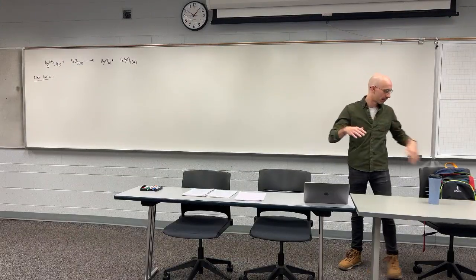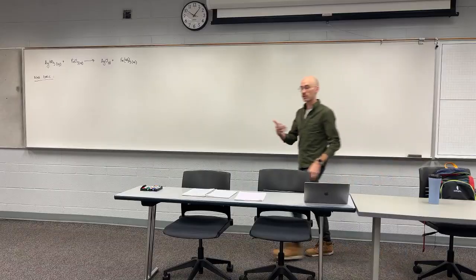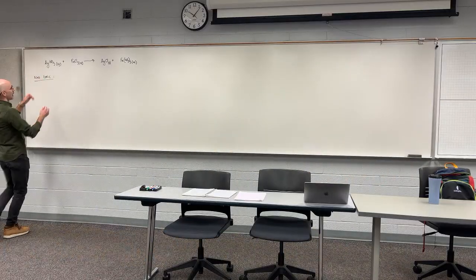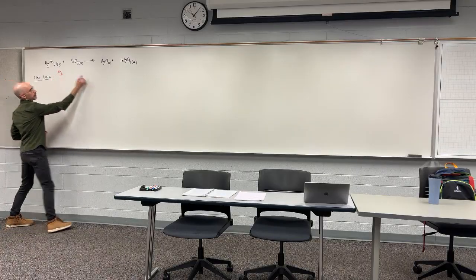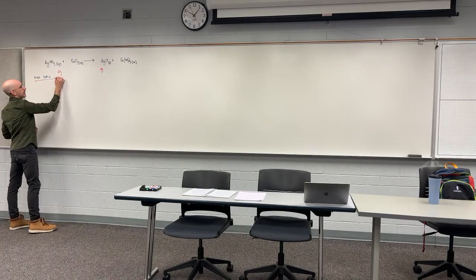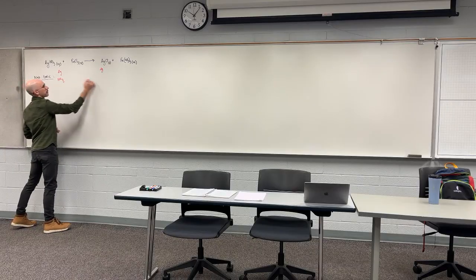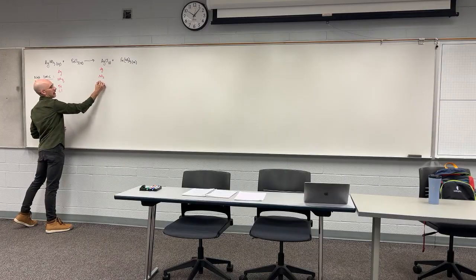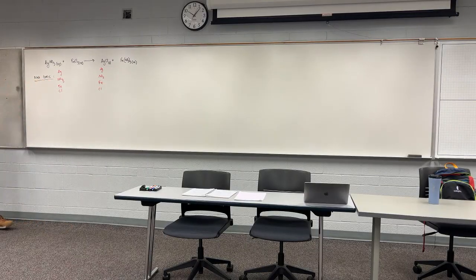As I was walking around, I noticed that a lot of you took that approach. Your first step here was to balance the equation. So you were looking at silver on the left and right. You were looking at nitrate on the left and right. You were looking at iron on the left and right. And you were looking at chloride on the left and right.